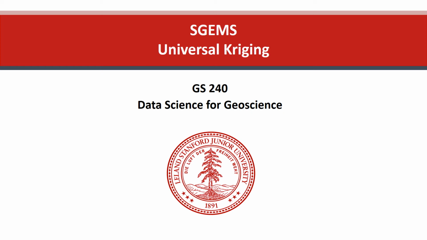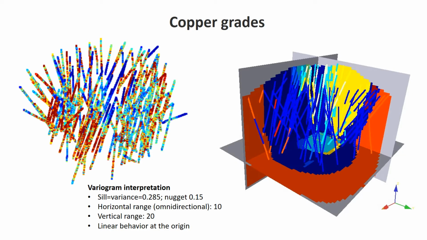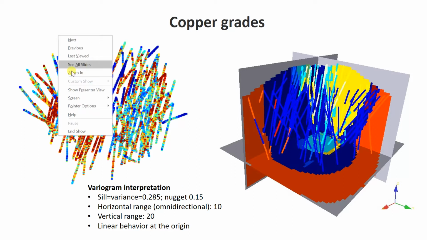In this tutorial on SGEMS, I'll be covering some basic notions of Kriging and do some simple examples so that you get started with Kriging. The data set we'll be using is this complex data set from a porphyry copper deposit. We're looking at grades, which is the data here on the left-hand side.